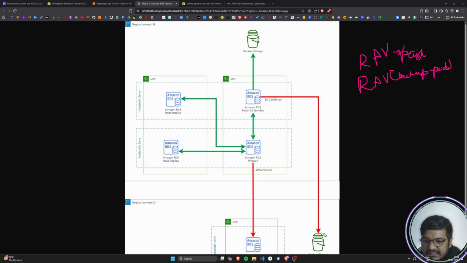Okay, so this bucket stands for backup. This is backup, and this is backup. So if I'm doing the backup in the same region, again it's free. Even the data transfer is free and the backup is free. This is free, but this is paid. So this is what this particular diagram is suggesting.